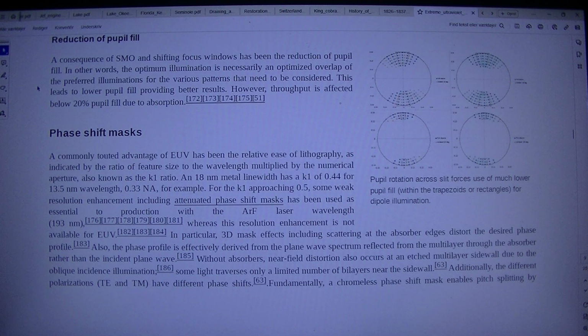In particular, 3D mask effects including scattering at the absorber edges distort the desired phase profile. Also, the phase profile is effectively derived from the plane wave spectrum reflected from the multilayer through the absorber rather than the incident plane wave.